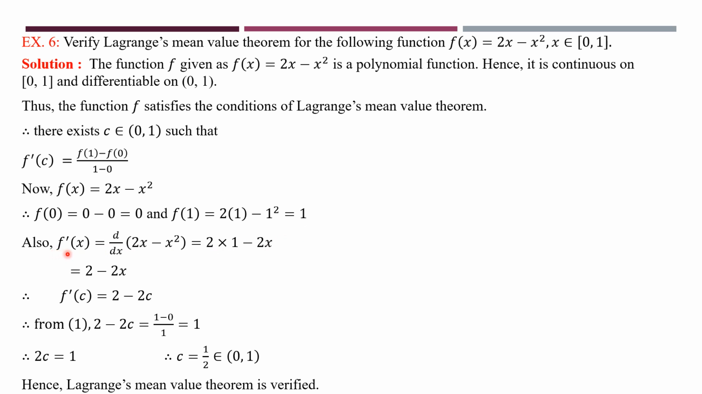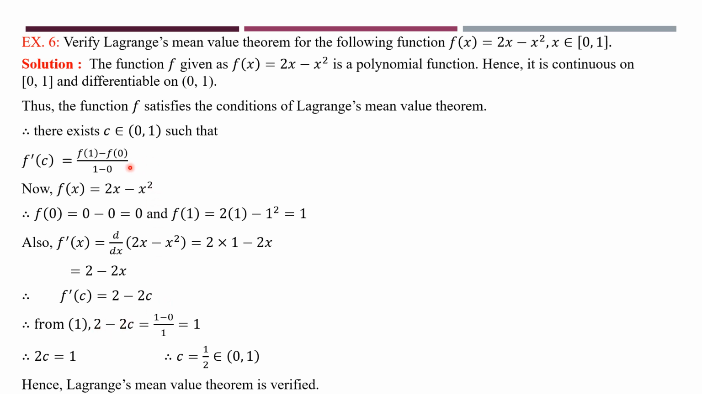Then find its derivative f dash of x. Then d by dx of the function 2x minus x square. 2 take outside, derivative of x is 1 minus derivative of x square is 2x. We get 2 minus 2x. Here is f dash of x. Then f dash of c, x replaced by c, we get 2 minus 2c.